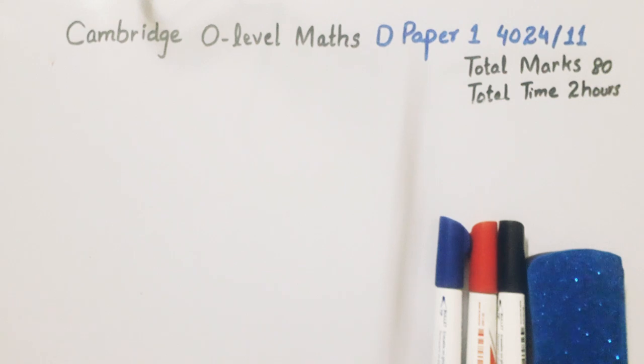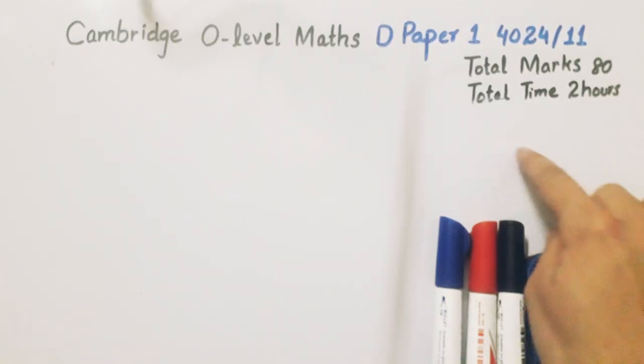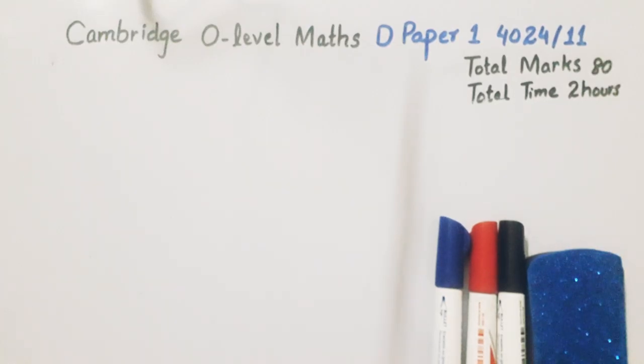In this video we will solve a past question paper step by step to make sure you understand every concept easily. We will solve the paper 1, 4024, by 11. This paper contains 80 marks and the time is 2 hours. You have to attempt each and every question. So let's get started.